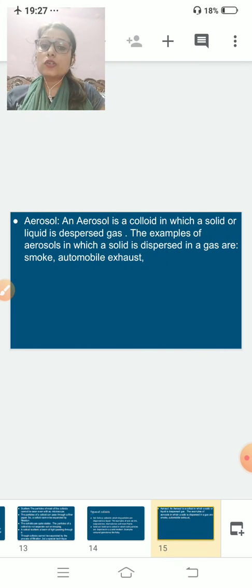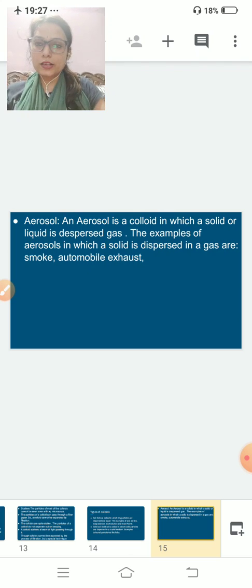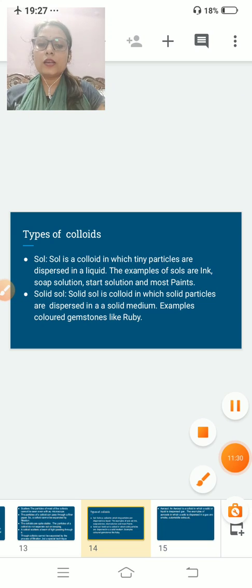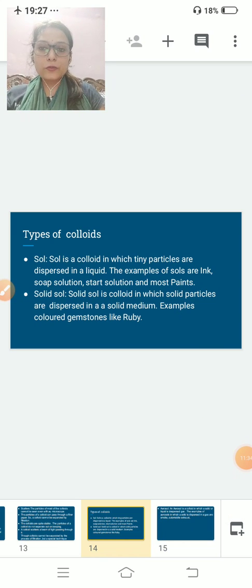Aerosol. Aerosol is a colloid in which solid or liquid is dispersed in gas. Example, automobile exhaust. Clear? Automobile exhaust. What have we done? We have done types of colloids. What are the types of colloids?